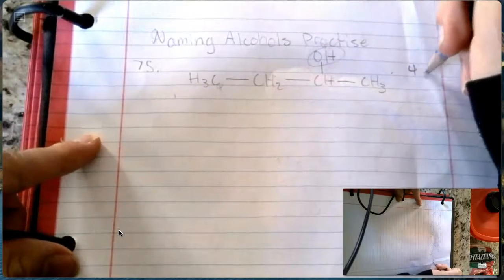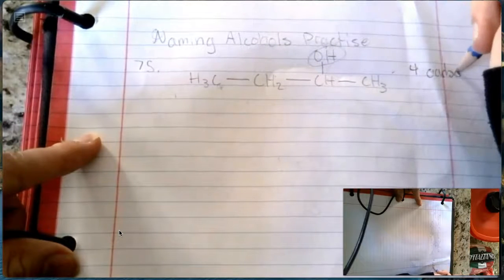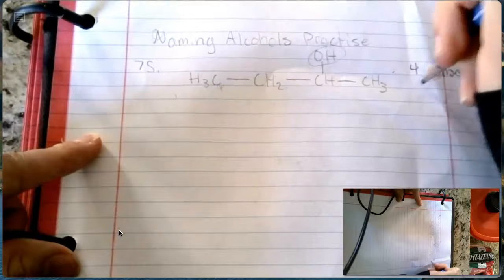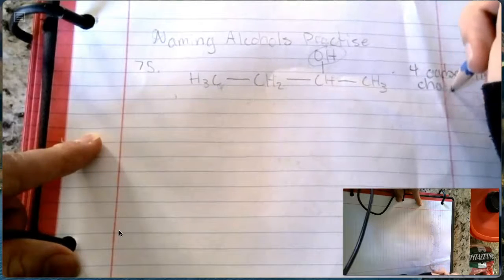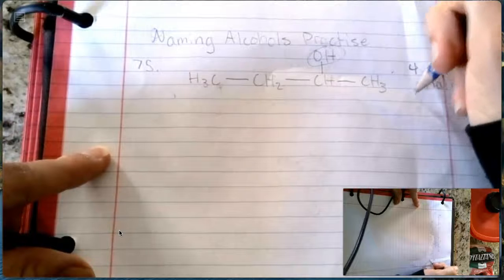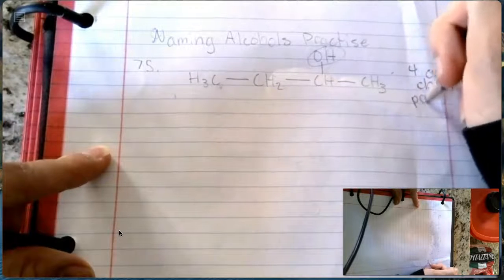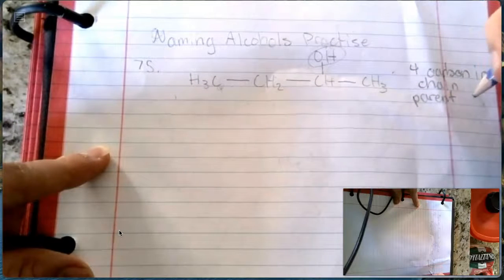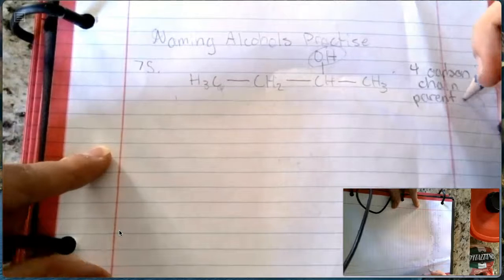So, there are 4 carbons in the chain. And since we know that there are 4 carbons in the chain, we know that the parent alkane, or the root, will be butane. We know this because butane is made up of 4 carbons.